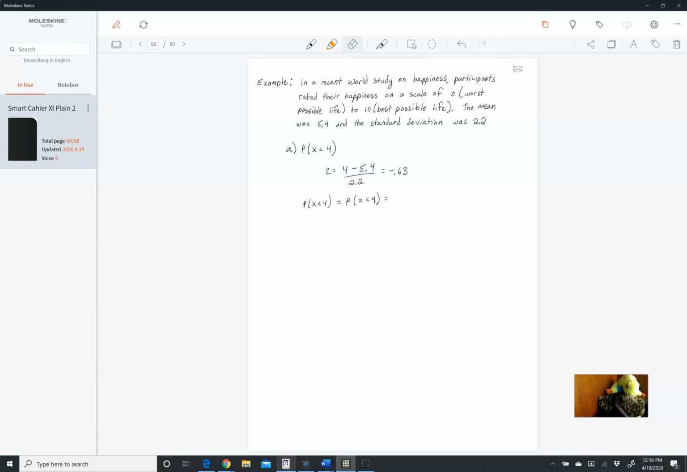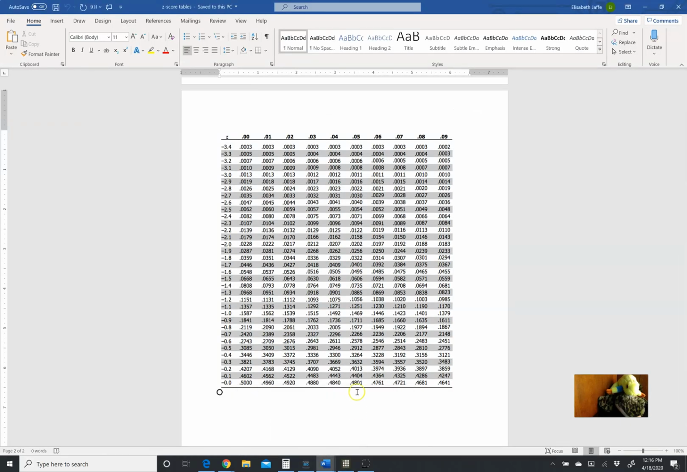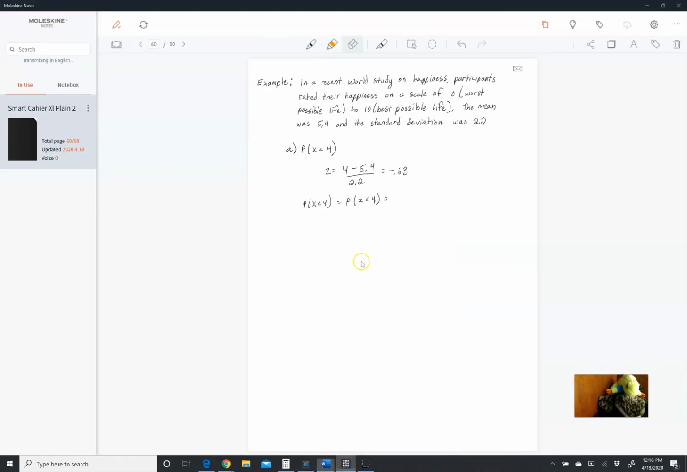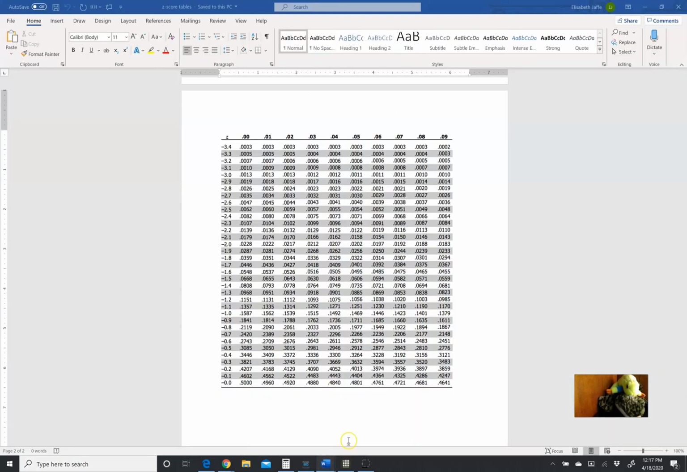So we just go to our z-scores. Sorry, not z is less than 4. Z is less than negative 0.63. Right? So we're going to go to our z-scores and we're going to go to negative 0.63. So here's negative 0.6, here's negative 0.63. So it's just 0.2643.